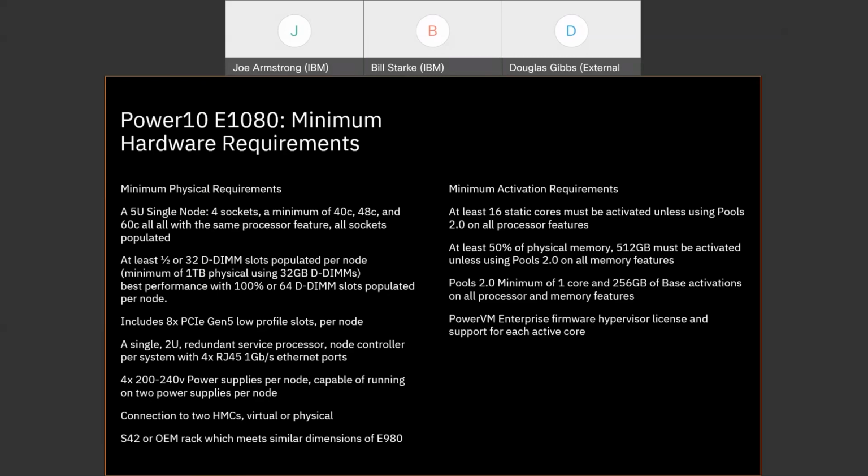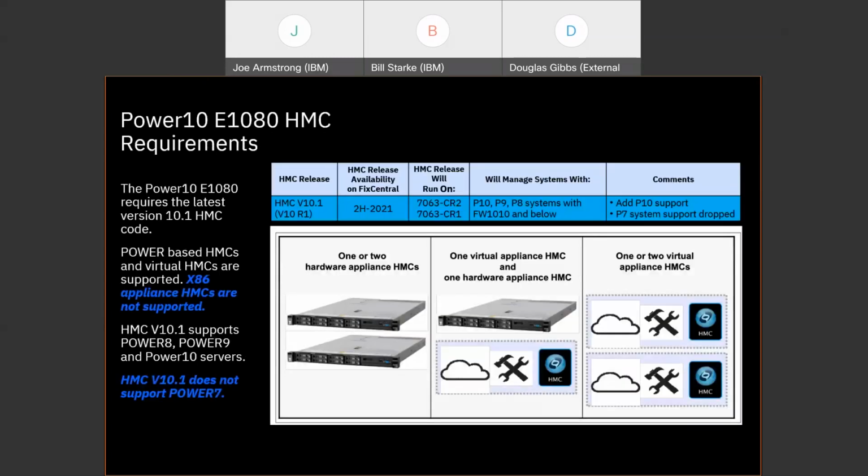We talked about dynamic capacity on a BUG session in June, and I covered pool PEP 2.0 in that session. So if you don't understand pools, I'm not really going to go into it now. We did a whole session on that. You can go back and look at the replay of that. But just know that if you're in pools, you only need one core active. And then PowerVM comes with every system, so you have to have PowerVM, which you probably would on the E1080 class systems anyway.